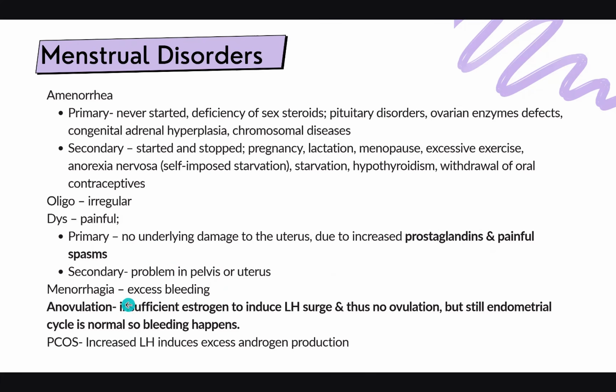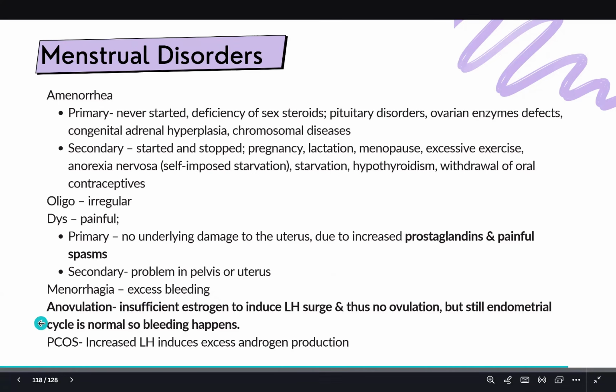Then moving on to menorrhagia. Menorrhagia is when there is excessive bleeding. As I mentioned before, excessive bleeding happens if there is increased thickness of the uterine endometrium, and the endometrium is made thick because of estrogen. So if there is increased estrogen, there is increased bleeding, and this is called menorrhagia.